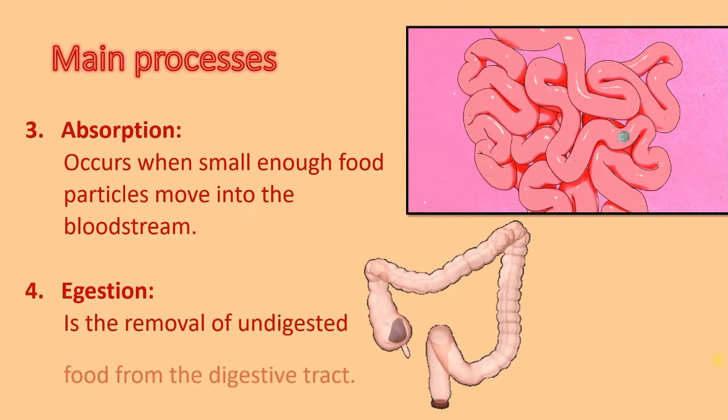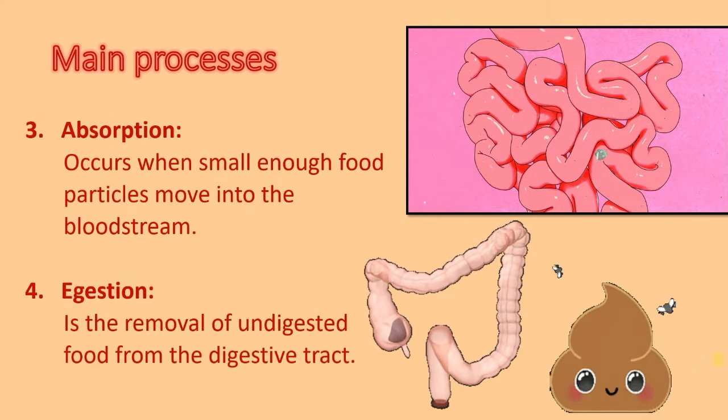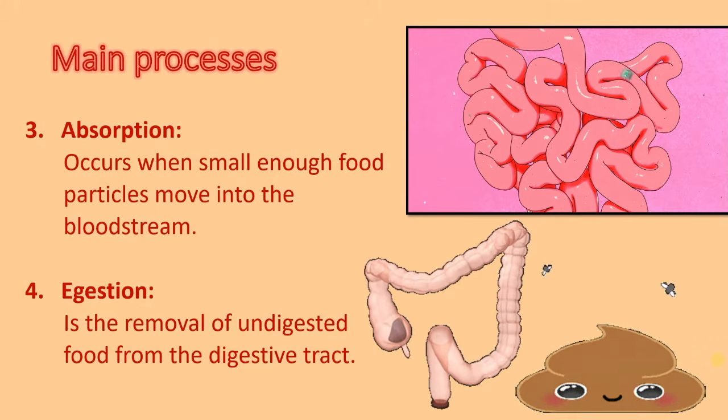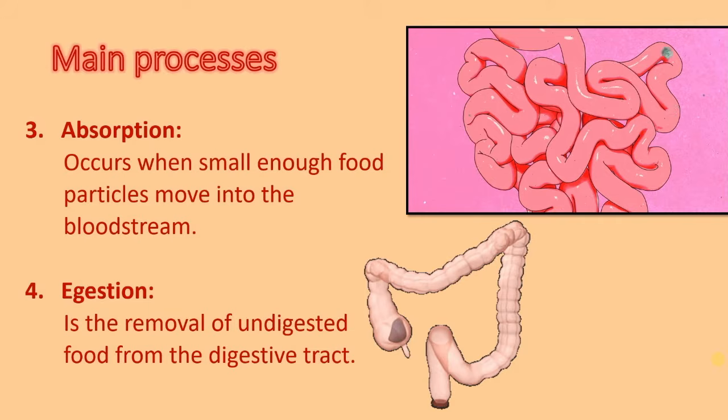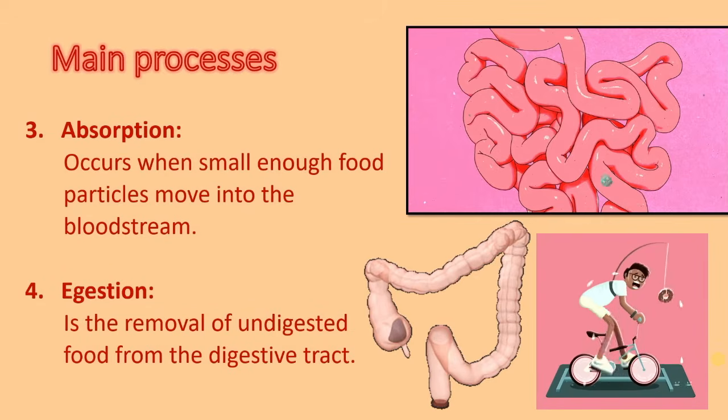Then last, we have egestion, which is the removal of undigested food from the digestive tract. Please do not get confused between egestion and excretion, because excretion refers to the removal of metabolic waste like carbon dioxide, urea, and also water.